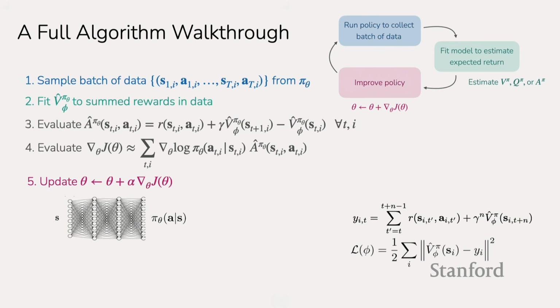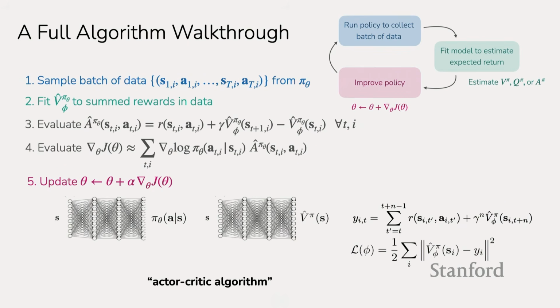Now, note here we have two neural networks. One is for the policy and one is for the value function. This is called an actor-critic algorithm because one of the networks is the actor, and the other is the value function, which can also be called a critic because it's criticizing how good a state and policy is.